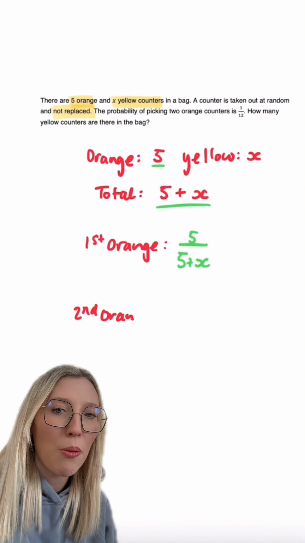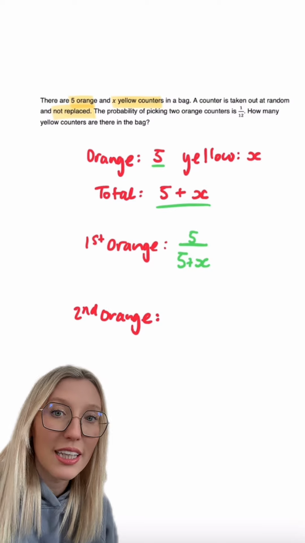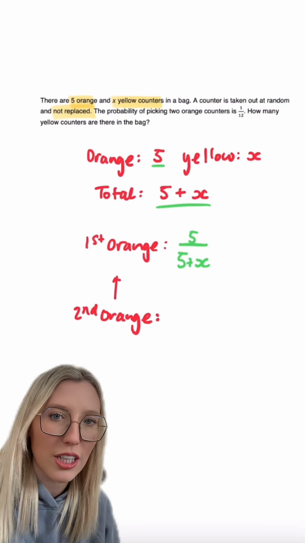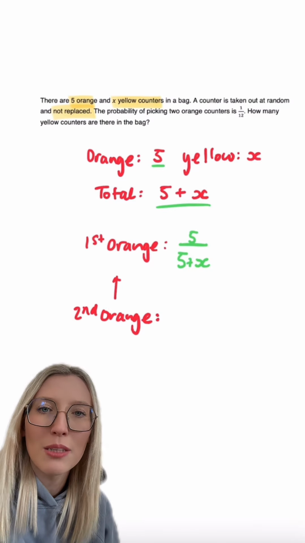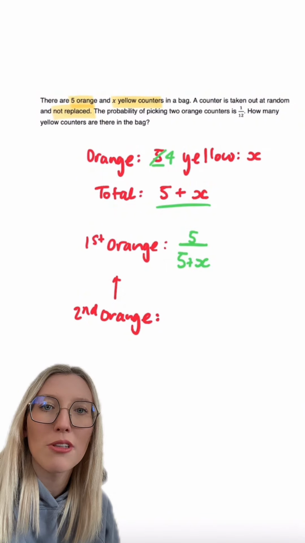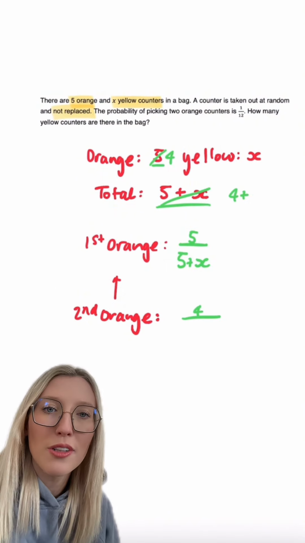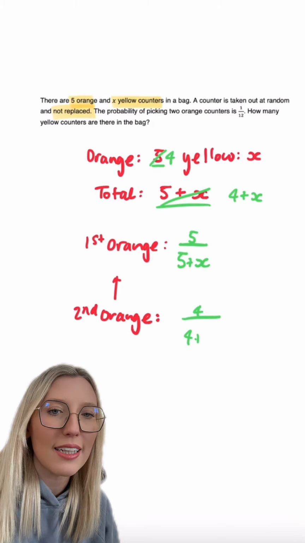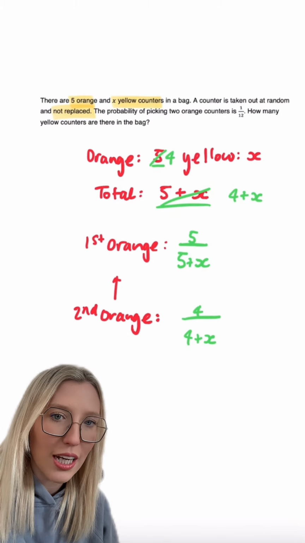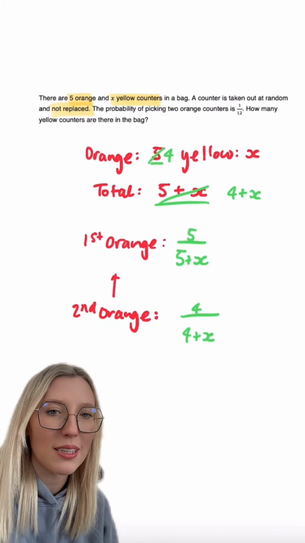Now let's take a look at the probability of taking a second orange counter, given we've already taken out that first orange counter. Now we know this is without replacement, so if we take out an orange counter, we're only going to be left with 4 orange counters left in the bag. And then the total is also going to be 1 less, so it's going to be 4 plus X. So the probability of a second orange counter is going to be 4 over 4 plus X.